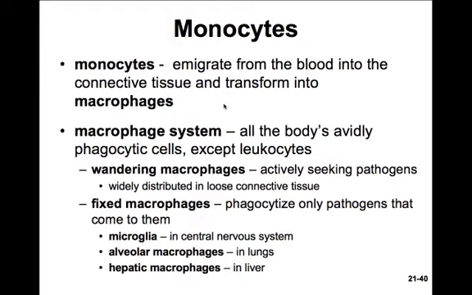These are cells like the reticular cells. There are also some specialized ones in specific regions of the body. For example, microglia we see in the central nervous system, gobbling up all the pathogens around the neurons. And alveolar macrophages can be found in the lungs, and hepatic macrophages can be seen in the liver.